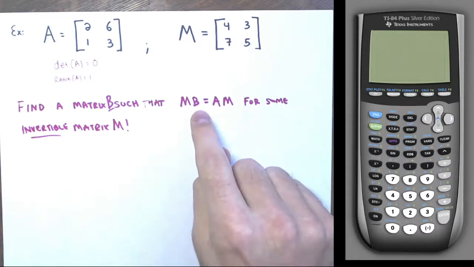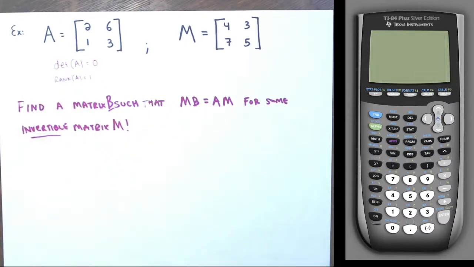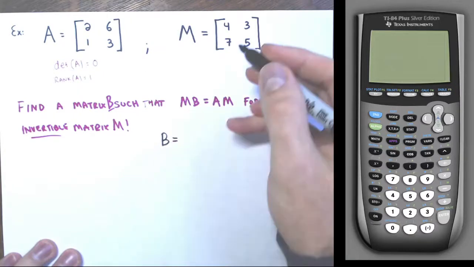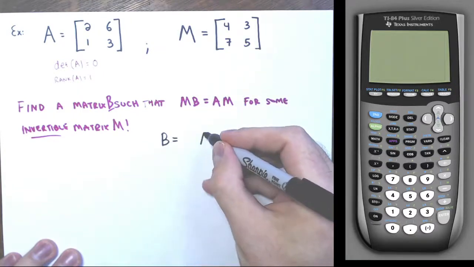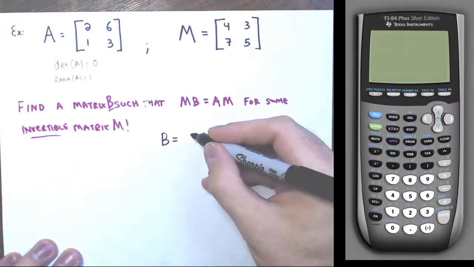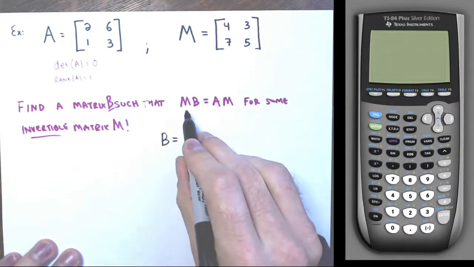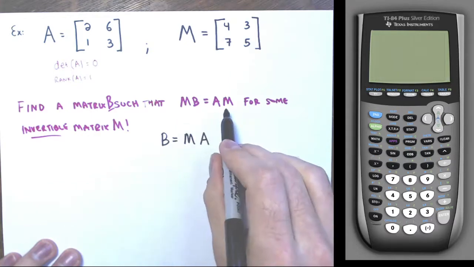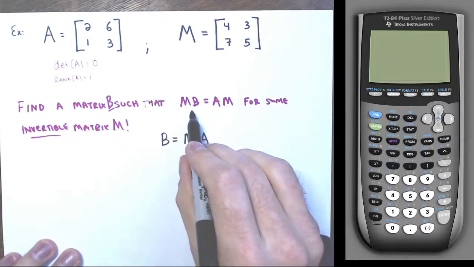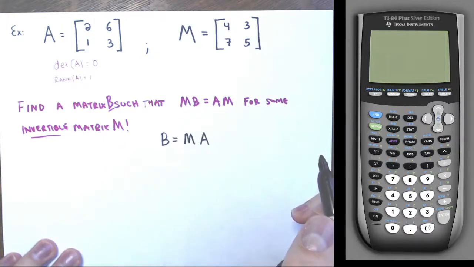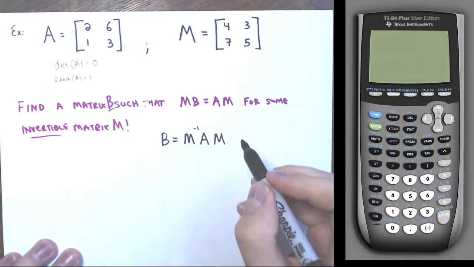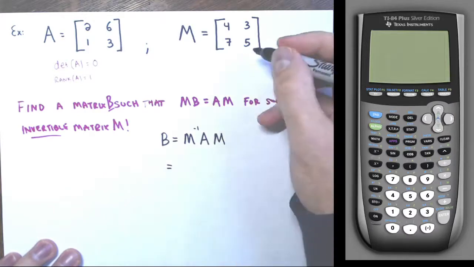So in order to find this similar matrix, a matrix that's similar to A, I'm doing the same thing where I take my invertible matrix M, and I multiply A on either side by the matrix and its inverse, right? And again, if I want MB to be equal to AM, then B must be equal to M inverse times A times M, right? So we could find M inverse pretty easily, right?